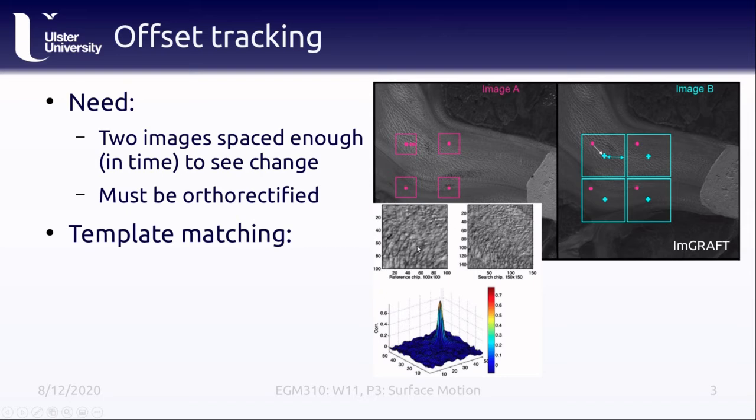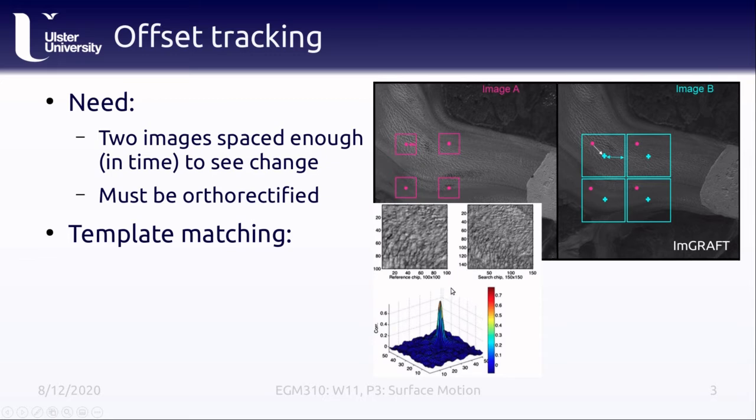The example here shows the reference chip with a size of 100 by 100 pixels and the search chip with a size of 150 by 150 pixels. It also shows the correlation peak at the location where the reference chip appears to have moved.